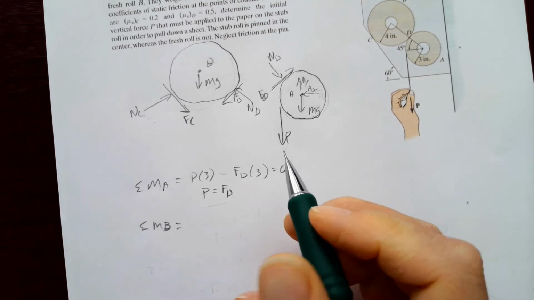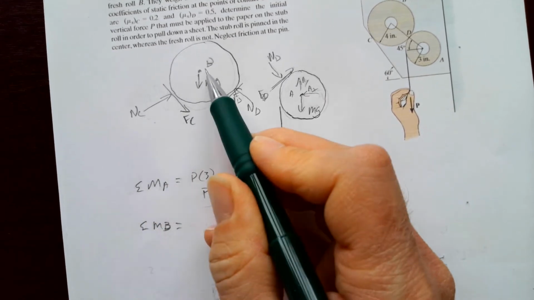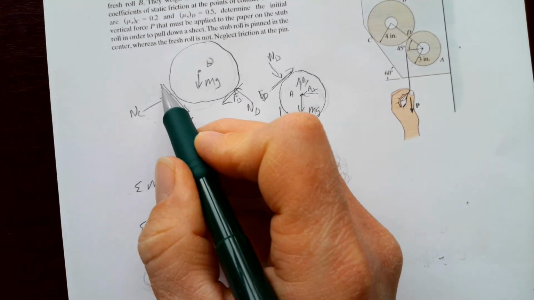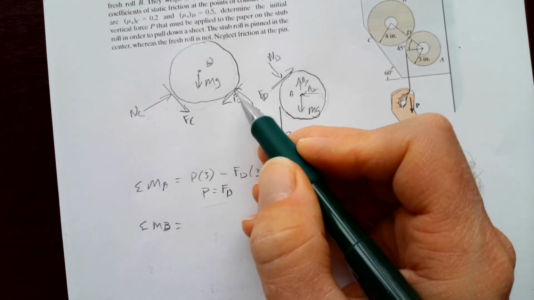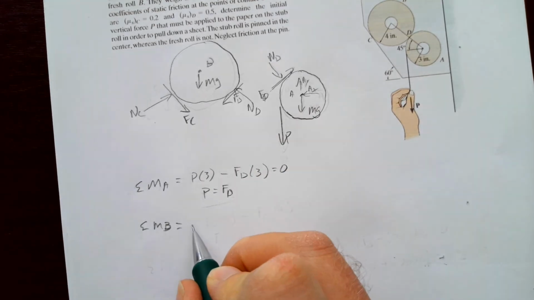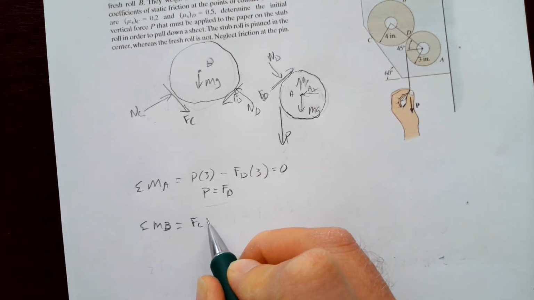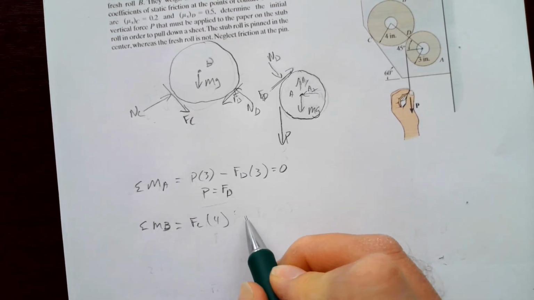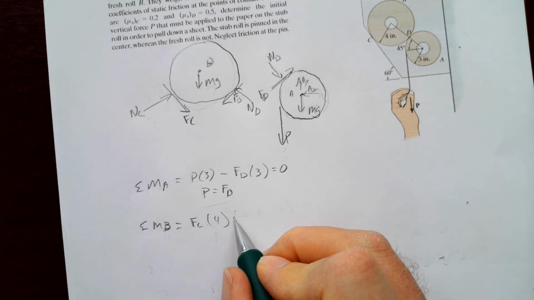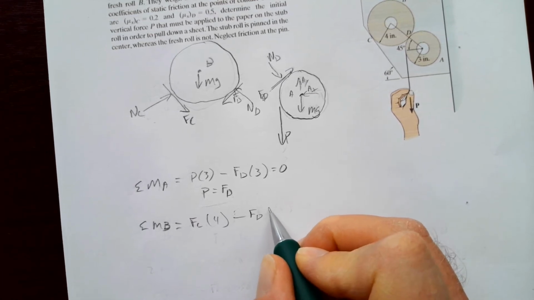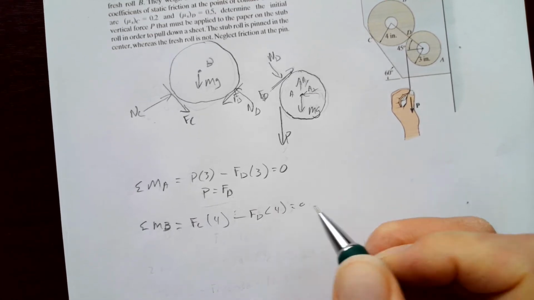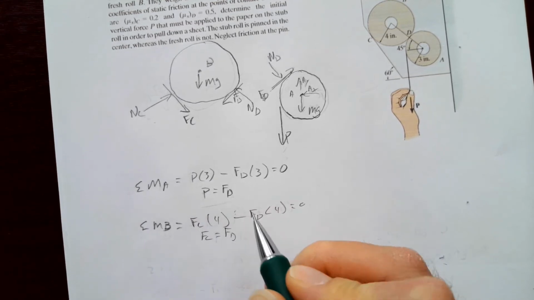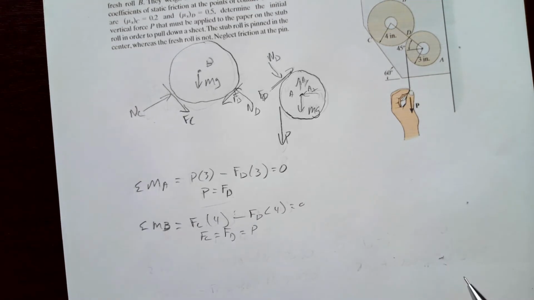If we sum the moments about B, NC doesn't matter, ND doesn't matter, MG doesn't matter. All that counts is FC and FD. So FC times 4, and that's positive rotation, minus FD times 4 equals 0. So FC equals FD, which equals P.